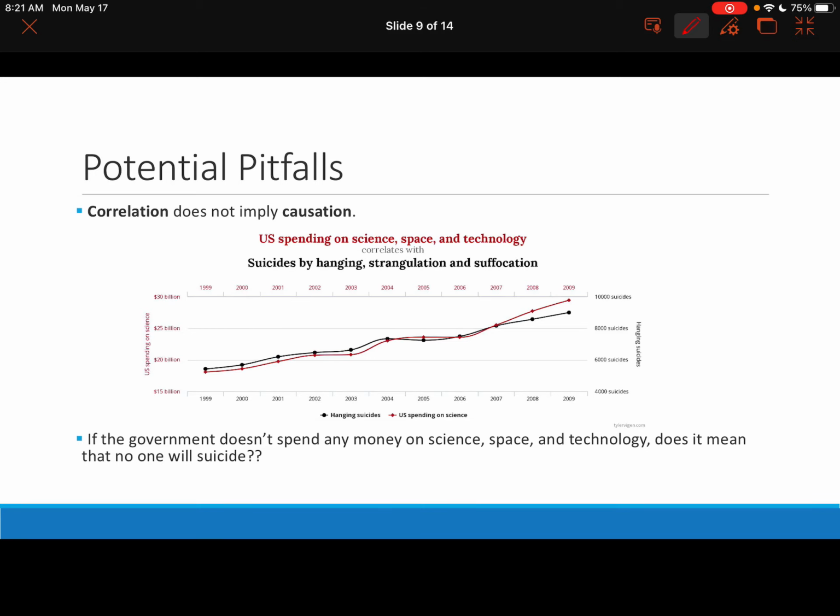Here are some potential pitfalls when you use statistics. These are the common mistakes when people use statistics, and we should be careful about these. The first one is about correlation, which we'll talk about in the next chapter, and causation. So what's a correlation? Correlation means you have two variables, two things, and they are related.